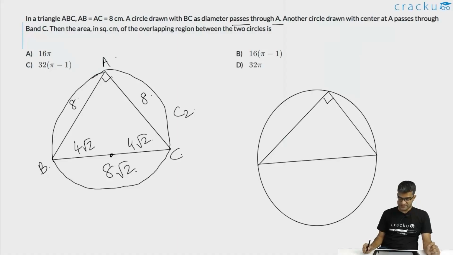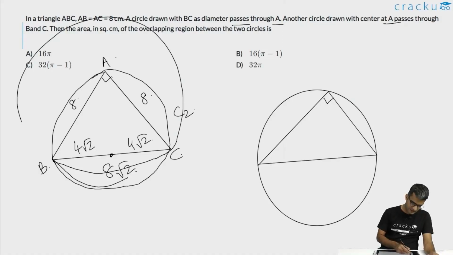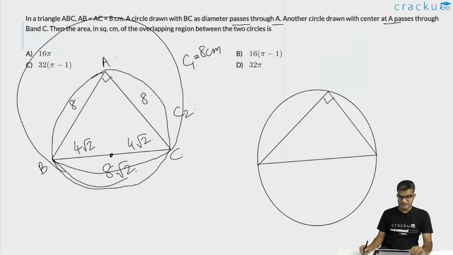Then we are told that there is another circle which is drawn with center A, and this passes through B and C. The radius of this circle, it will be probably something like this. The radius of this circle, let us call this C1, is equal to 8 centimeters. This is because this circle has AB as the radius. We are required to calculate the area of the overlapping region between these two circles. This is the information that is given.